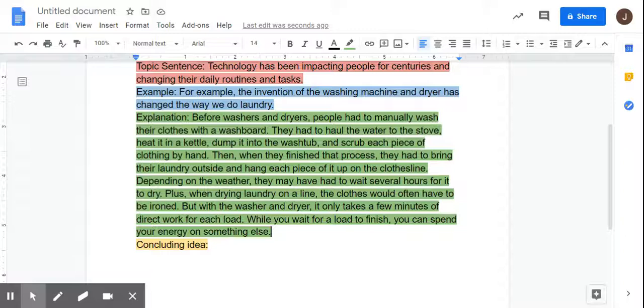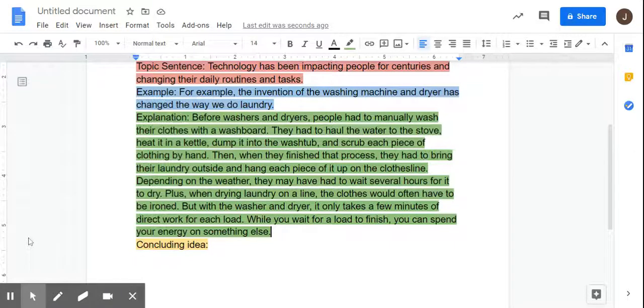Plus, when drying laundry on a line, the clothes would often have to be ironed. But with the washer and dryer, it only takes a few minutes of direct work for each load. While you wait for a load to finish, you can spend your energy on something else. So I took my example and I talked it out piece by piece. You want to make it as easy as you can for your reader to imagine what you're trying to say. You want to connect every piece of the puzzle together for them.